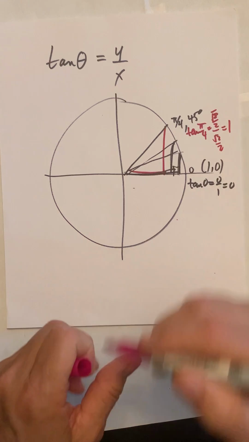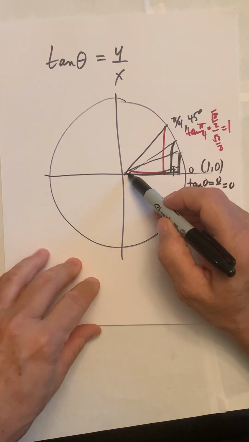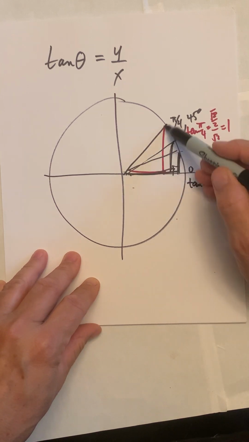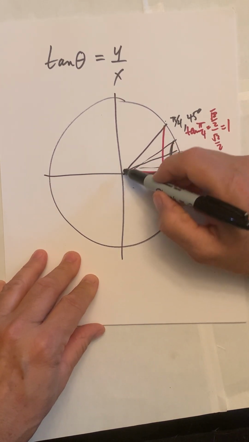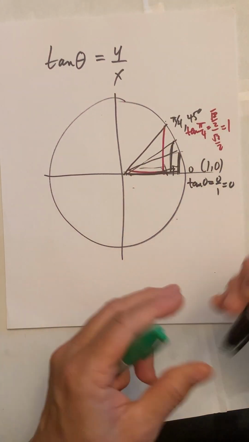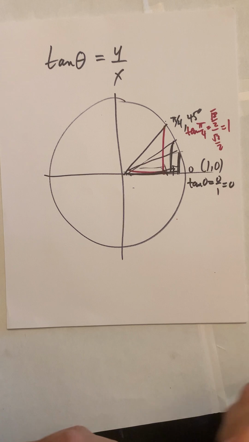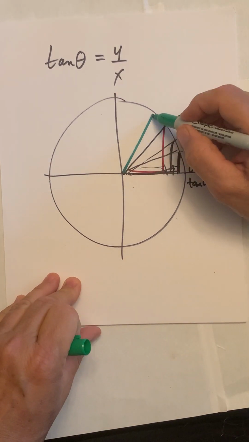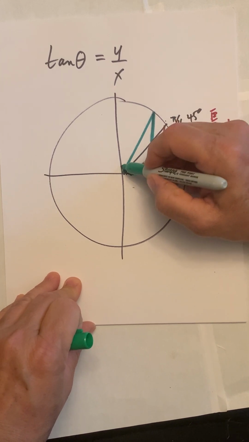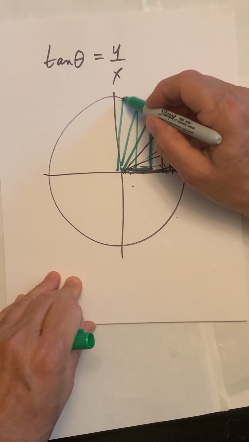And you get 1. Visually, you see it in the triangle, because these lengths are the same, right? So the y over the x. And now, once you get past pi over 4, what happens is the y is now longer than the x. Y is longer than x.